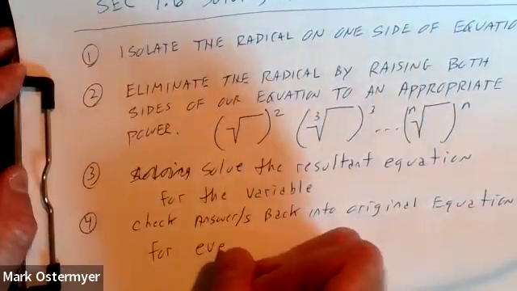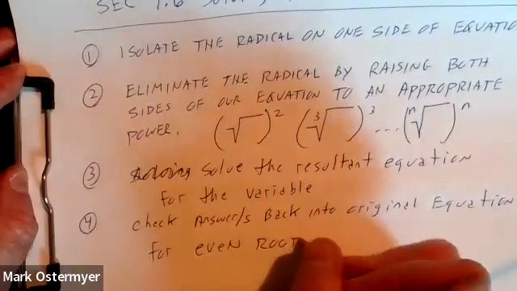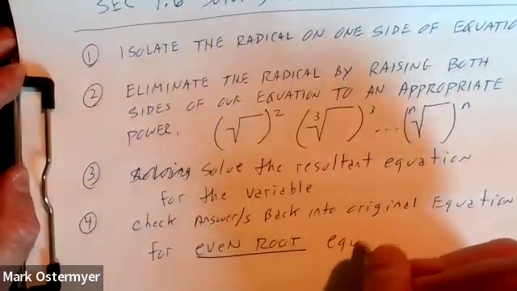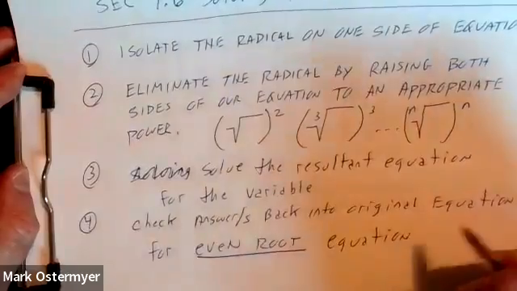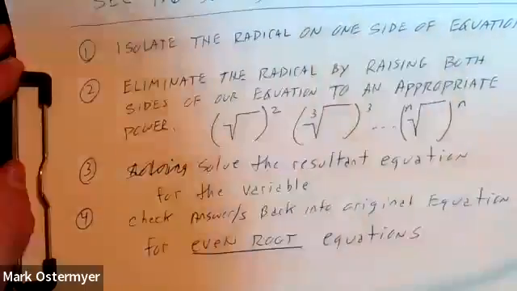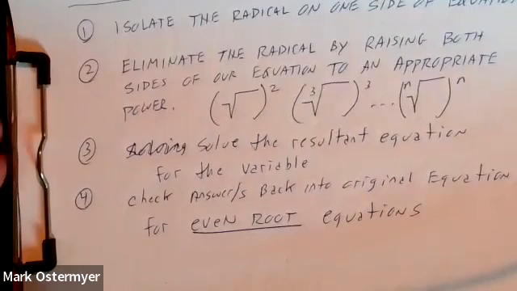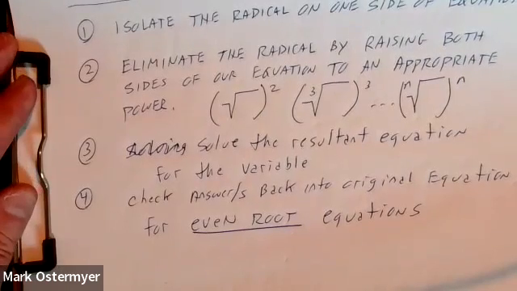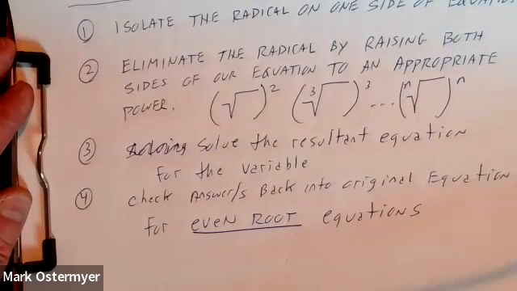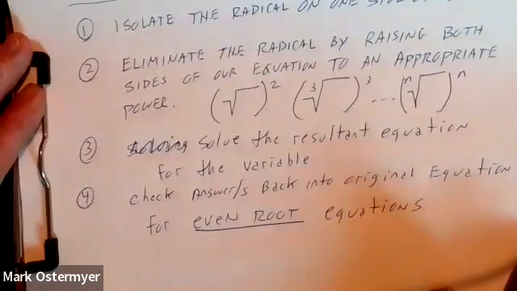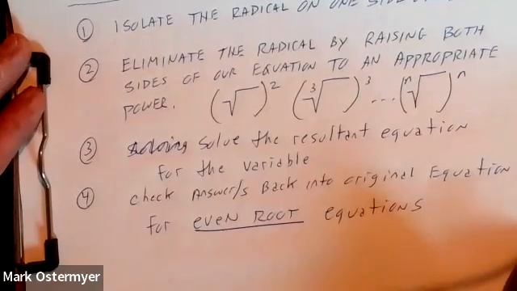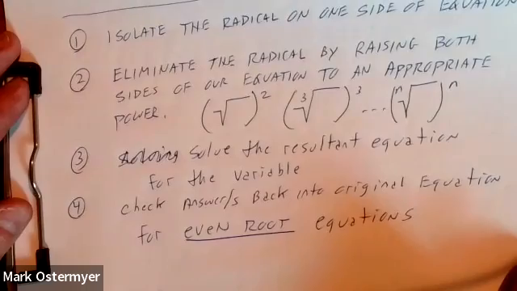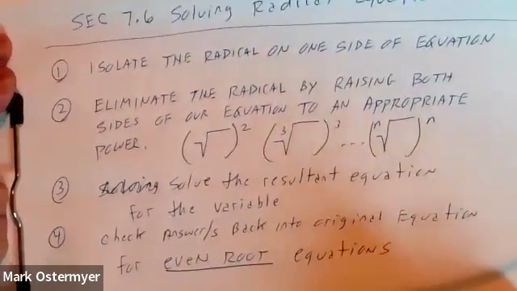For even root equations, you do not have to check your answer or answers for odd root equations, but if your equation has a square root in it, or a fourth root, or a sixth root, you have to check your answers back in the original equation. Reason being is because when you square both sides of an equation, sometimes you can generate false solutions. Okay, so in general, these are the steps that we pursue to solve radical equations in section 7.6.